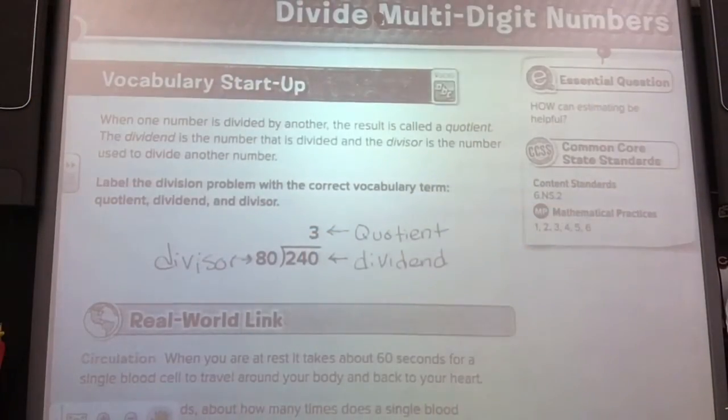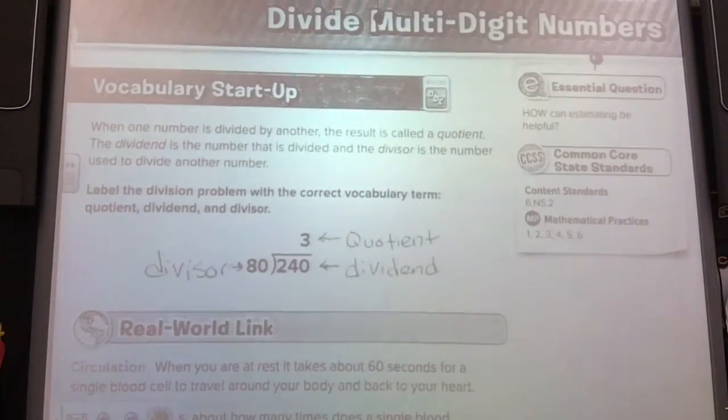All right, today we are working on lesson 5, dividing multi-digit numbers.